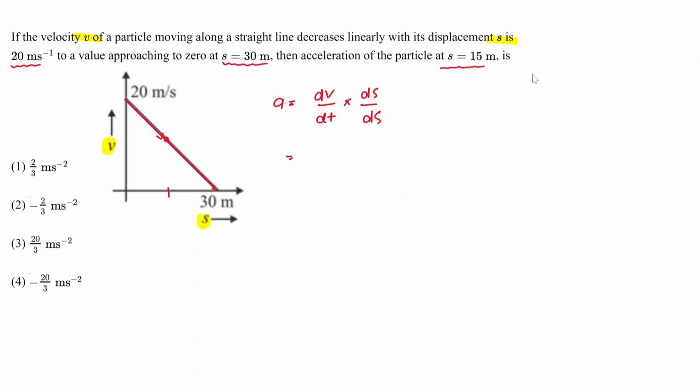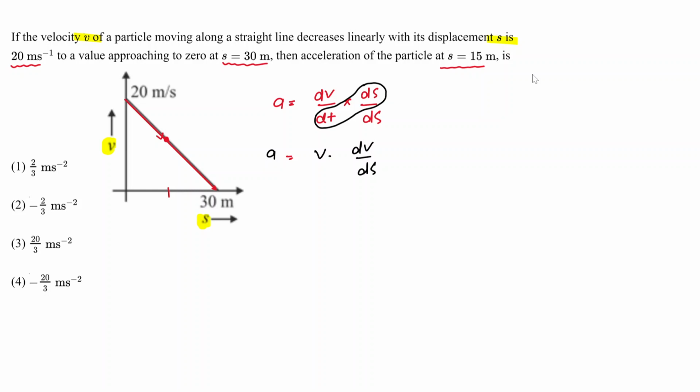Now what can we see? If we see this ds over dt, what will it be? It is the rate of change of displacement per unit time, and we call it velocity. The remaining term will simply be dv over ds. So there are two ways to represent acceleration. One is the rate of change of velocity per unit time, that is the general definition. We can also write it as v times dv by ds.